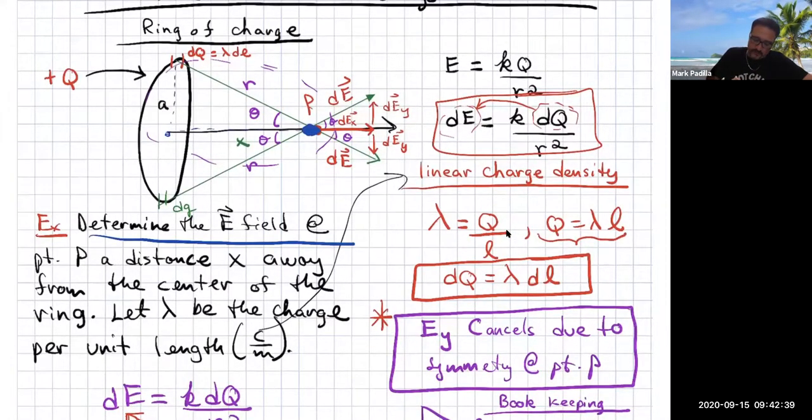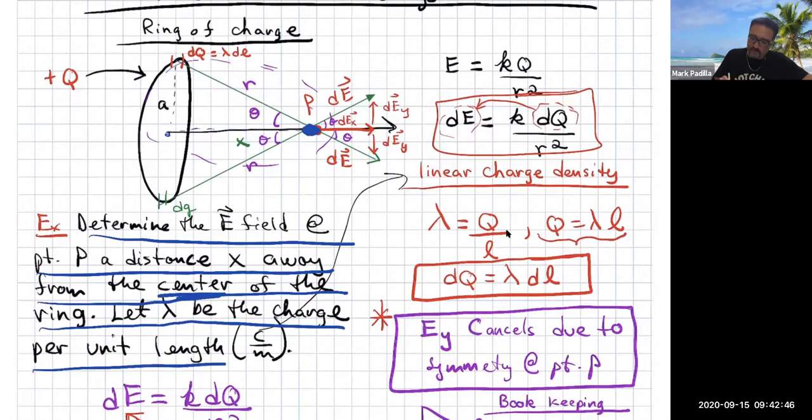Determine the E field at a point P, a distance x away from the center of the ring. Let lambda be the charge per unit length. Right away, you know you need to invoke your differential calculus, which means integration. So I'm going to break the ring into a bunch of dQs. I pick a point that is easy to analyze, which are the edges of the ring. So I write dQ is equal to lambda dL.